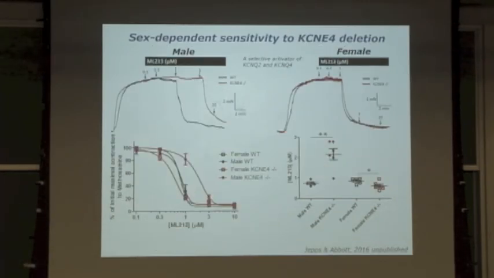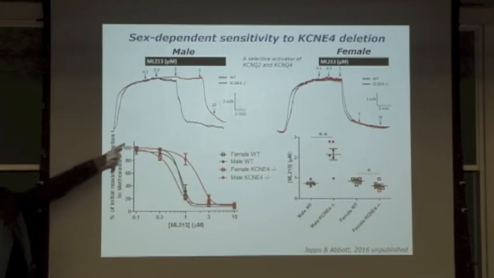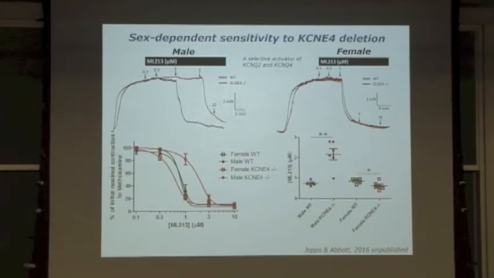So the other thing he did, he used an activator of KCNQ2 and Q4 channels, ML213. And again, you see a big shift. So they're much less sensitive to the activator because we think there's less Q4 channels at the membrane because E4 helps to traffic Q4 to the membrane. So in the females, again, there was no difference, and you can see the average data down here.